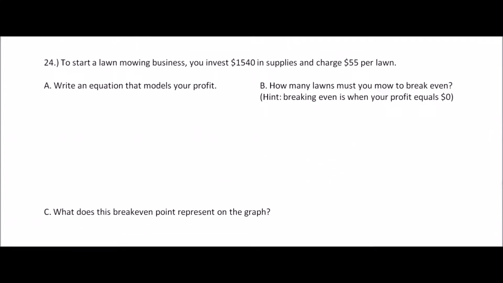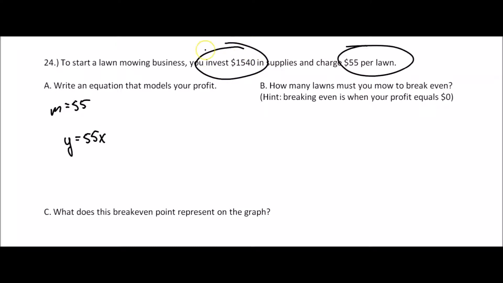The next one here says to start a lawn loan business, you invest $1,540 in supplies and charge $55 per lawn. The first thing says write an equation that models your profit. This equation is going to be in slope-intercept form. Notice that per lawn thing right here. Remember, when we talk about rates, it's $55 per lawn. That is a rate, which means that is our slope for this one. So the slope is going to be 55. If you want to do this as y equals mx plus b, it would be y equals 55x. But then that b value is a little tricky.